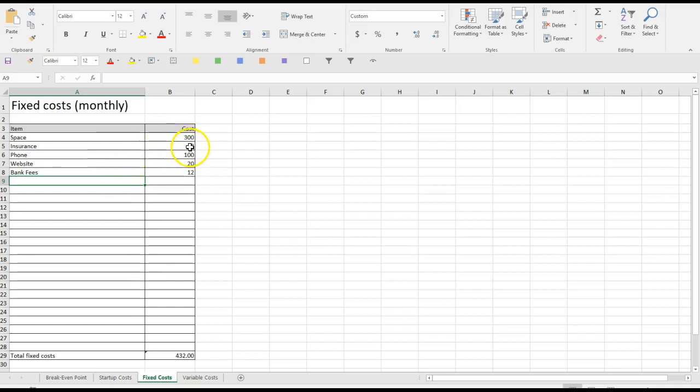I have some small insurance costs along with the cost of my phone. So my phone is associated with my business. And then if I were to annualize my website costs, I would say I pay $20 a month for my website. And then there are my bank fees of $12 a month.